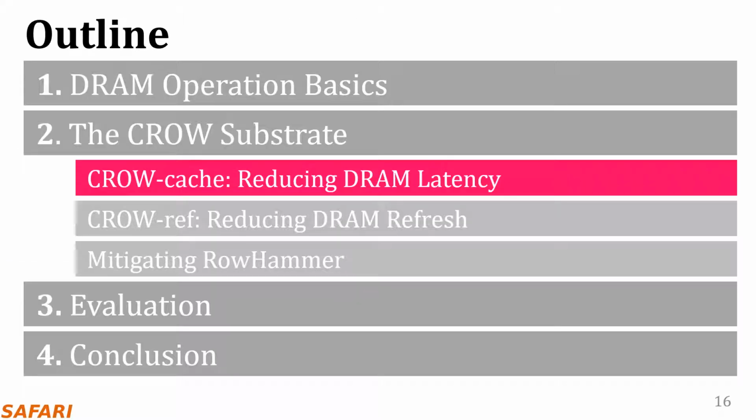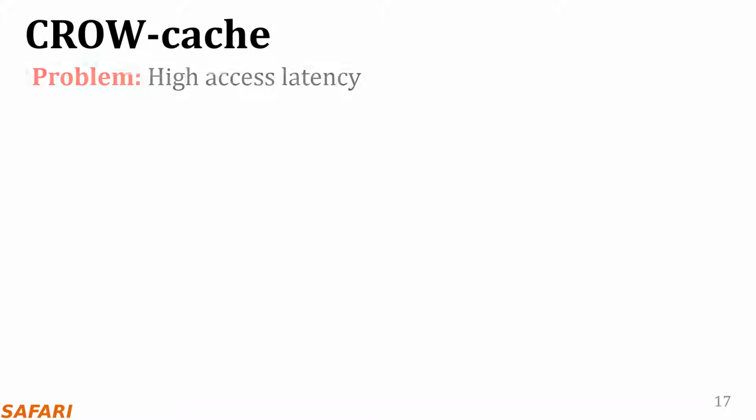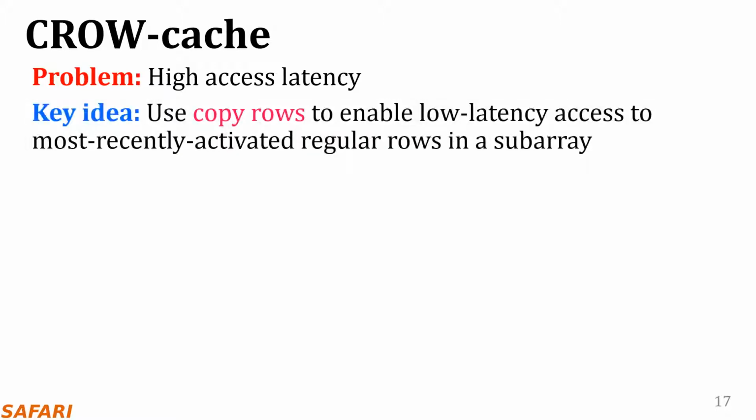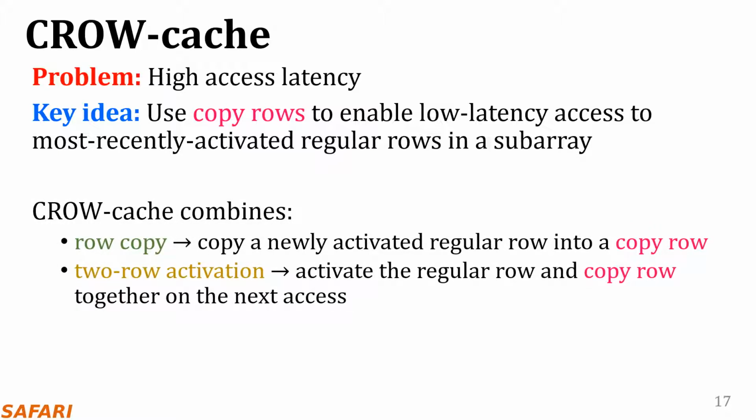Now we have the substrate, but how can we benefit from it? The first mechanism we develop is CRW cache. We use CRW to address the high access latency problem of DRAM by implementing CRW cache. The key idea of CRW cache is to enable low latency access to the most recently activated regular rows in every subarray. CRW cache reduces latency by using both operations that the CRW substrate provides.